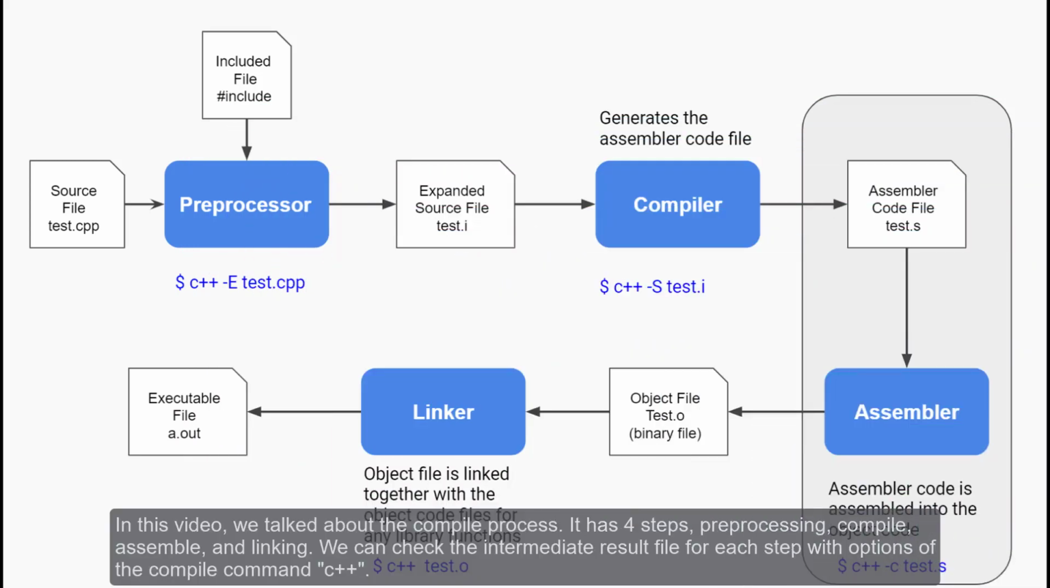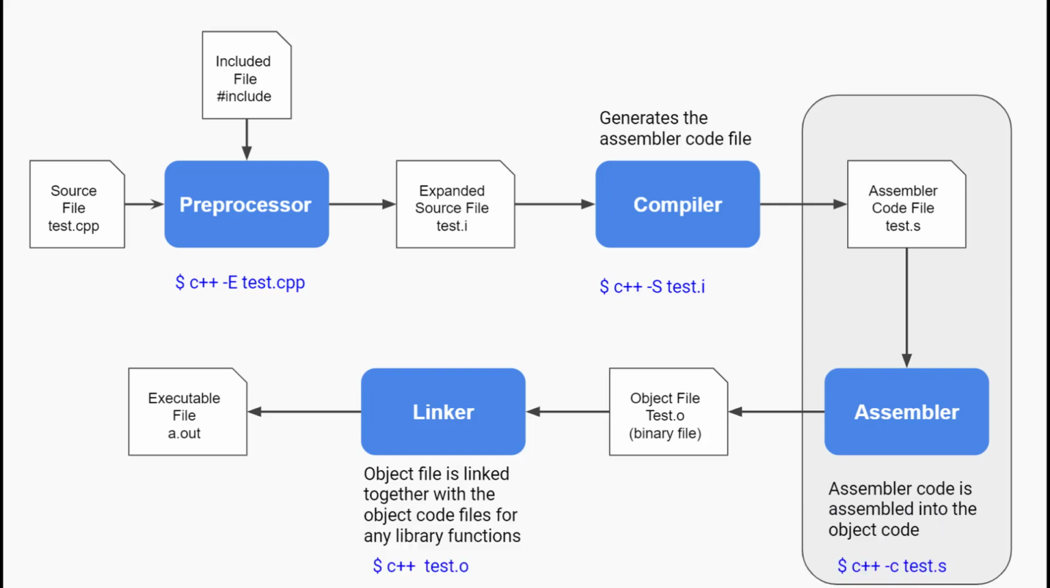In this video we talked about the compile process. It has 4 steps: preprocessing, compile, assemble, and linking. We can check the intermediate result file for each step with options of the compile command C++.